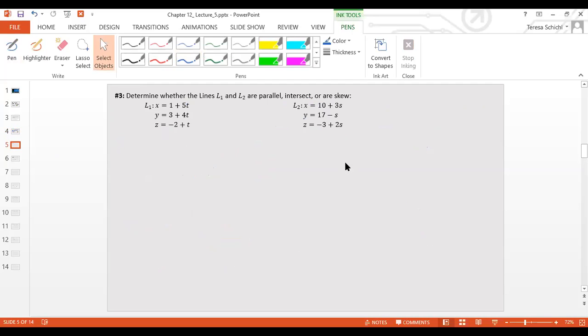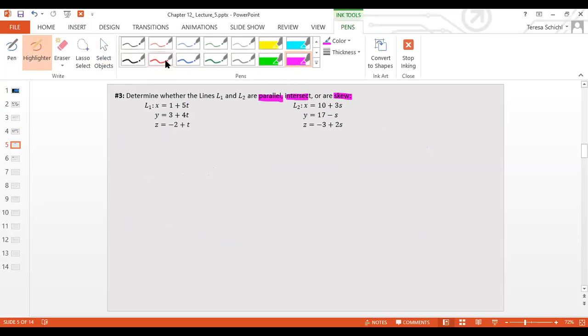Okay, now let's take a look here. Determine whether the lines L1 and L2 are parallel, intersect, or skew. Skew means they will never intersect, but they are not parallel.